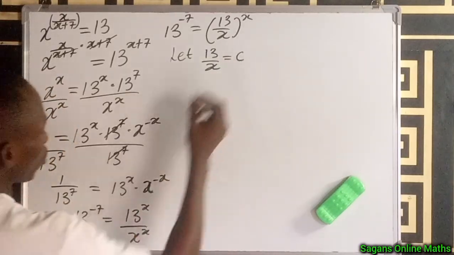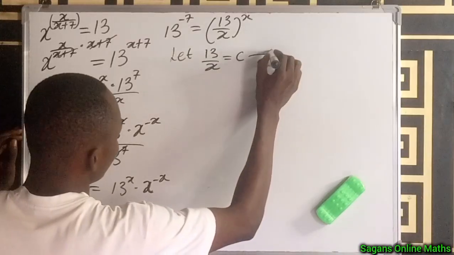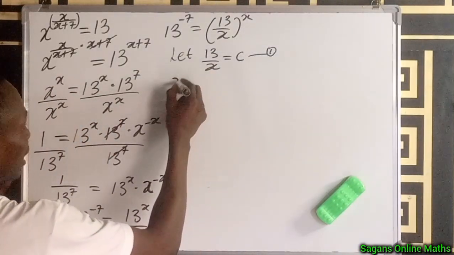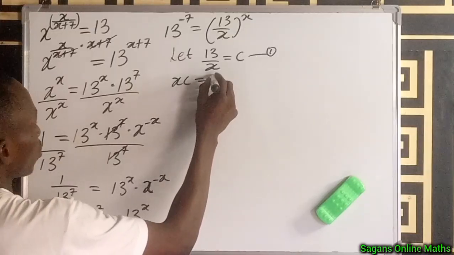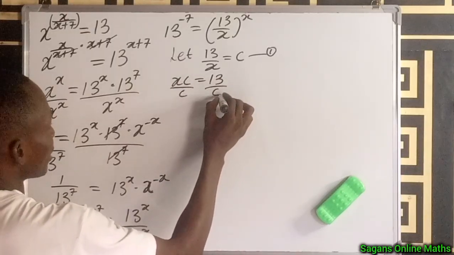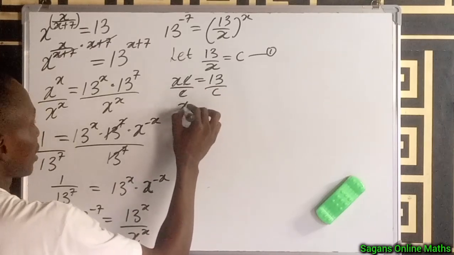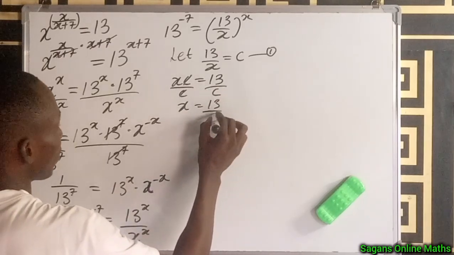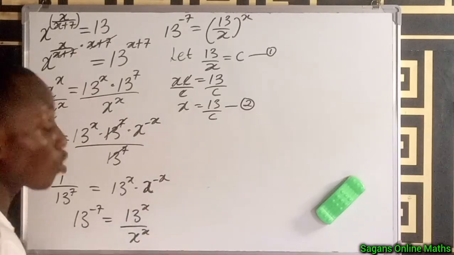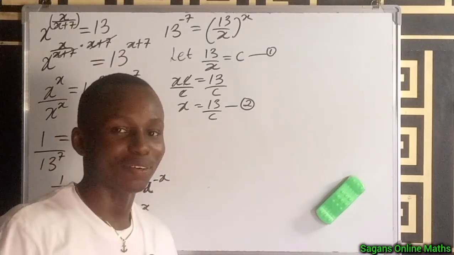If it's c, you can call this equation 1. Let's make x the subject. It means that xc is equal to 13. So if we divide both sides by c, the c cancels out, so x is equal to 13 divided by c. I can call this equation 2. It implies that if I know the value of c, I've gotten the value of x.